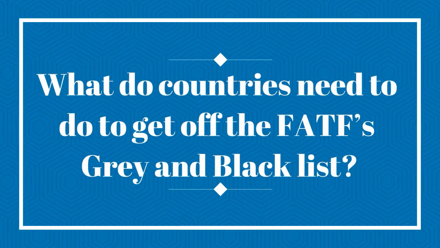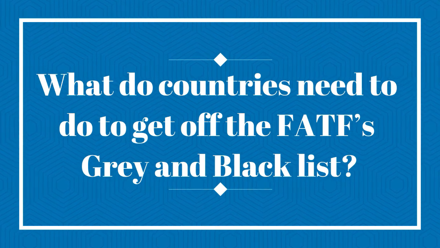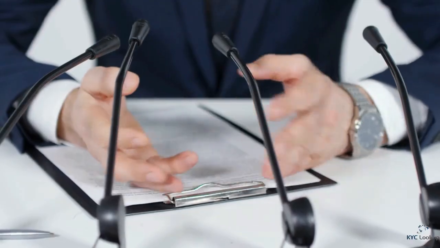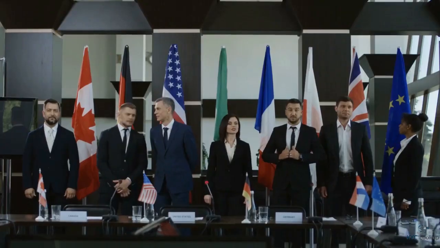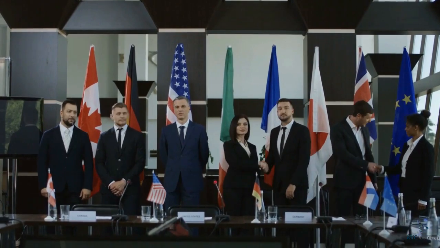What do countries need to do to get off the FATF's Grey and Black list? To get off the Grey list, a country must demonstrate that it has implemented the necessary reforms to address the deficiencies identified by the FATF. To get off the Black list, a country must demonstrate that it has taken significant and sustainable measures to address its AML/CFT deficiencies and that it has effectively implemented its action plan. In addition, the FATF requires a high level of political commitment from the country's leadership to address the deficiencies.